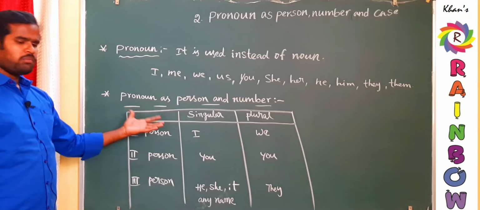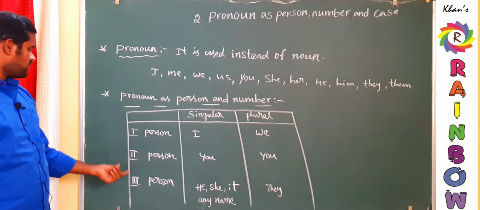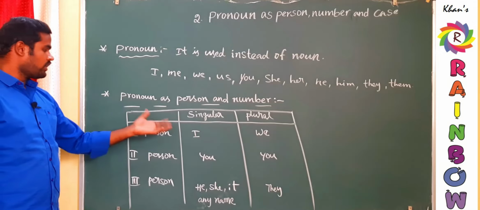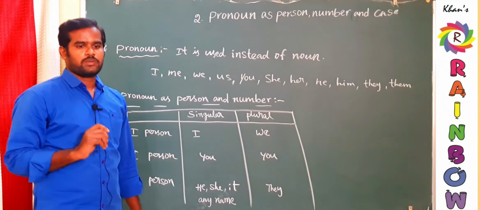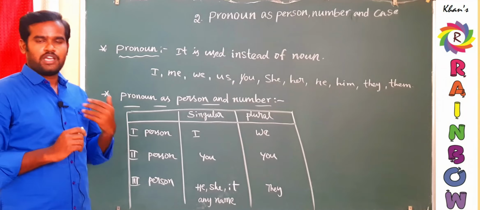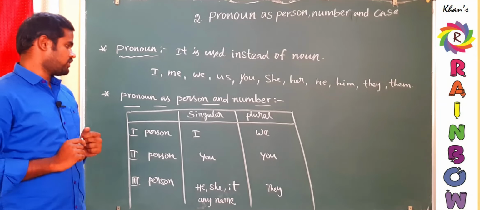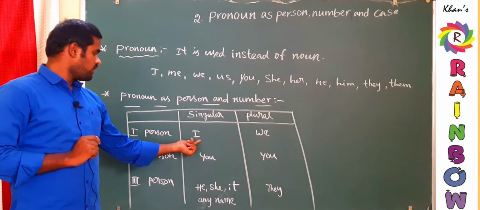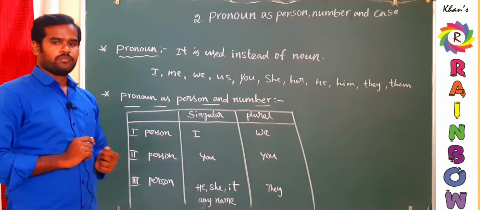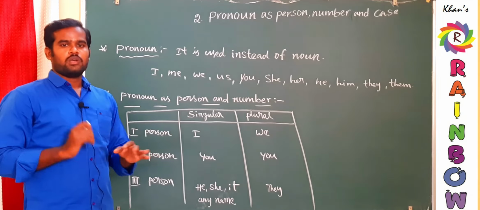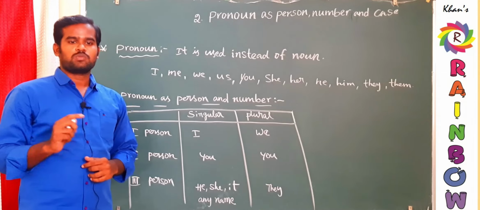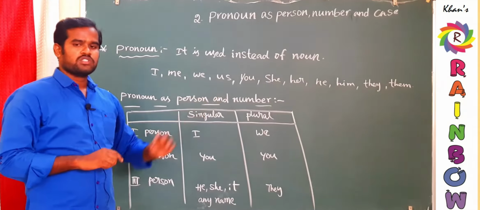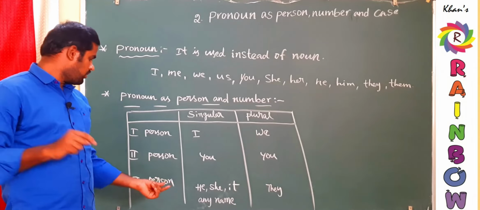And how to remember first person, second person, third person? The concept is very simple. Always the first person is the person who speaks. Suppose I am teaching now, I am speaking, so I am the first person. That is why first person singular is I. Always remember, the person who is speaking is first person, the person who is being spoken to is second person, and other people will come under third person.